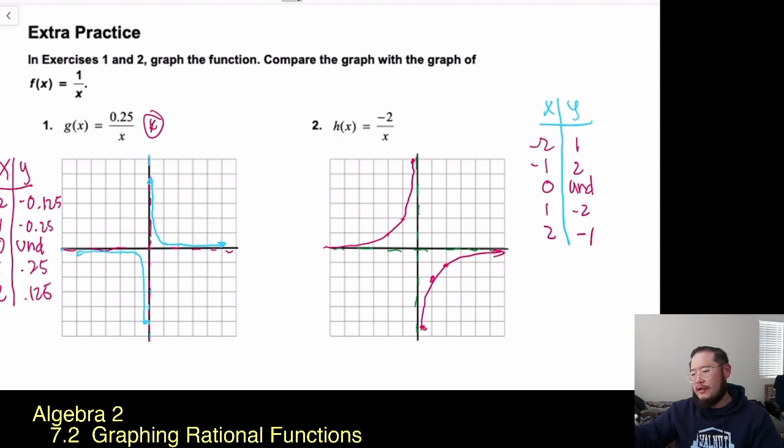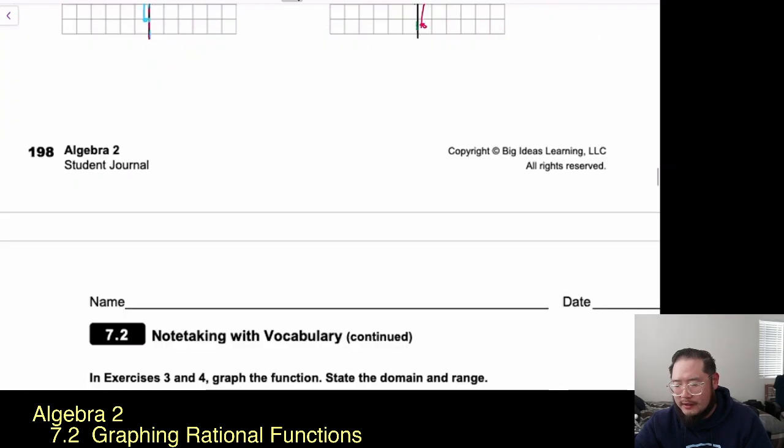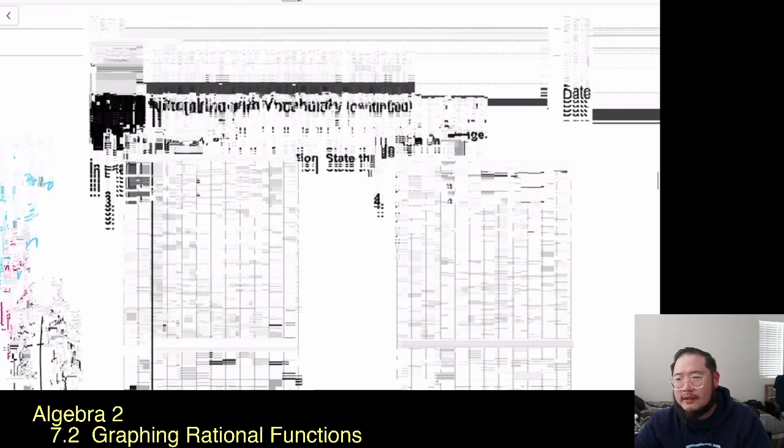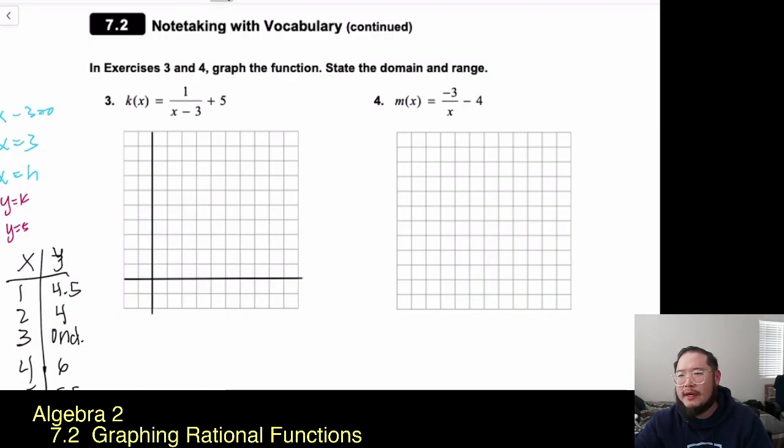For number 2, if you look at number 1, if you compare it to the parent function, that 0.125 made things a little bit smaller and closer to the asymptotes a lot sooner than it did with the parent function. All right, so we've got that now. So let's go ahead right here. Let's take a look at number 3.